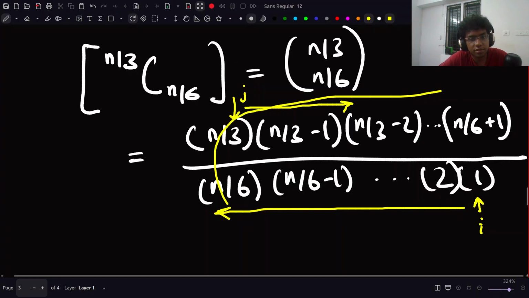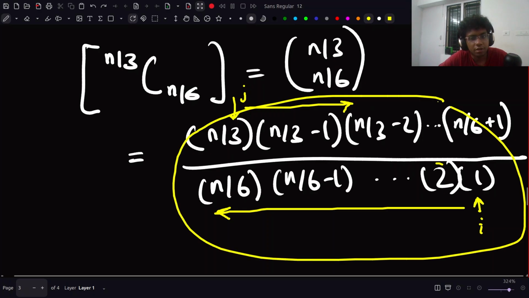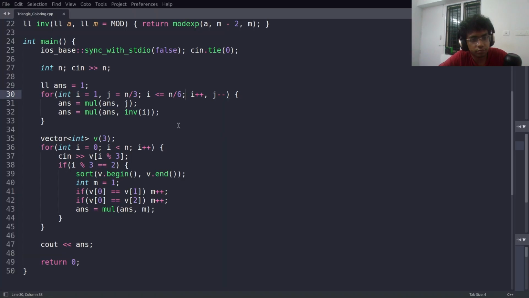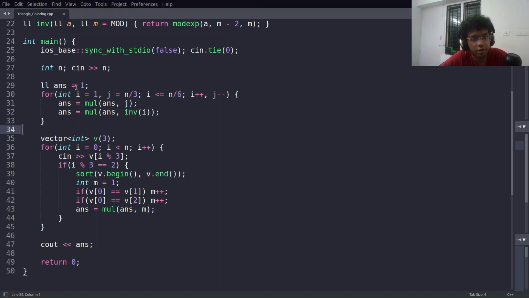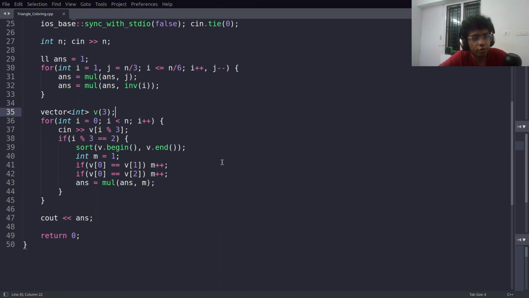This ensures that the factors don't get lost anywhere. Like as we go on from 1 to 2, it ensures there's a factor of 2 always, etc. So we're just doing modular division over here. This loop calculates the value of n by 3 choose n by 6 and stores it in the answer. Now we need to actually take the input, right?